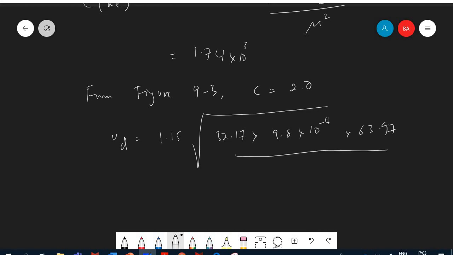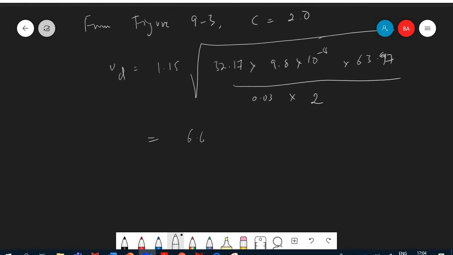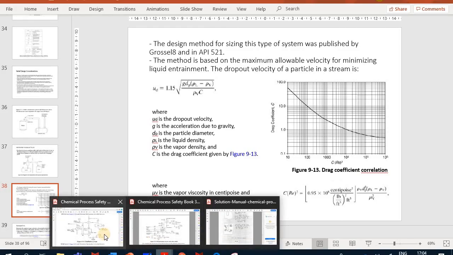63.97 over 0.03 into that drag coefficient, which was 2. And doing this, you're going to find that the drop-off velocity is equal to 6.68 feet per second. Now you can do the rest for B, C, and D. So that was the problem.